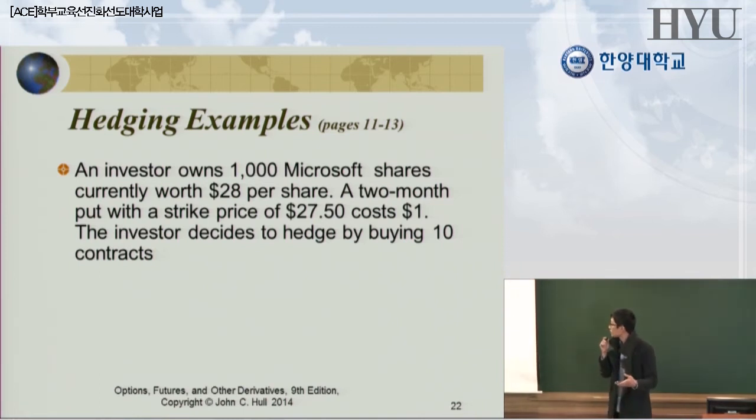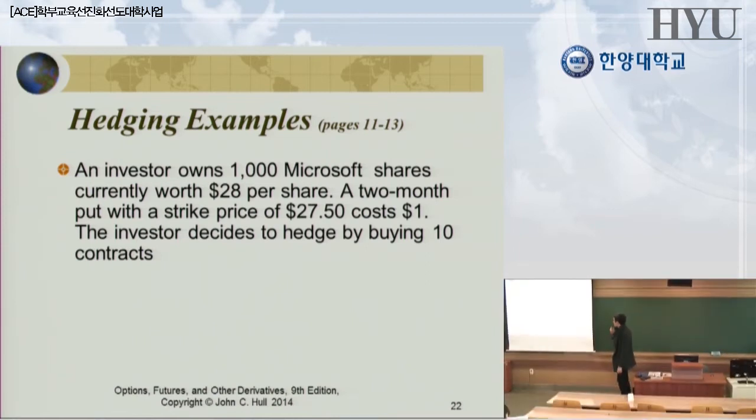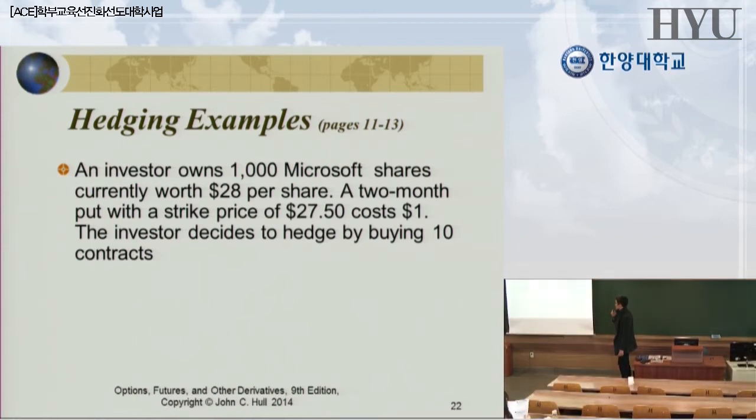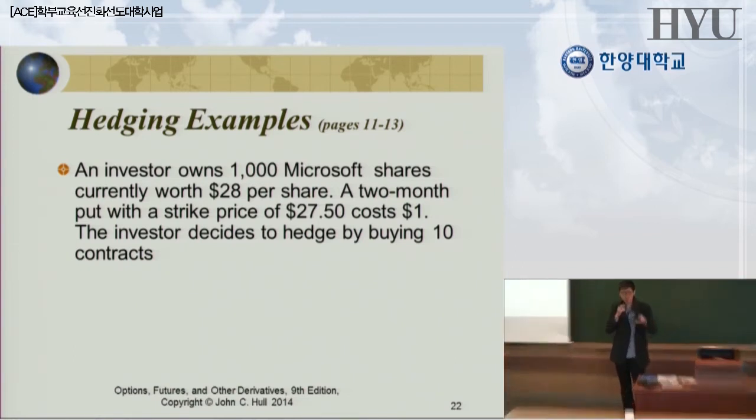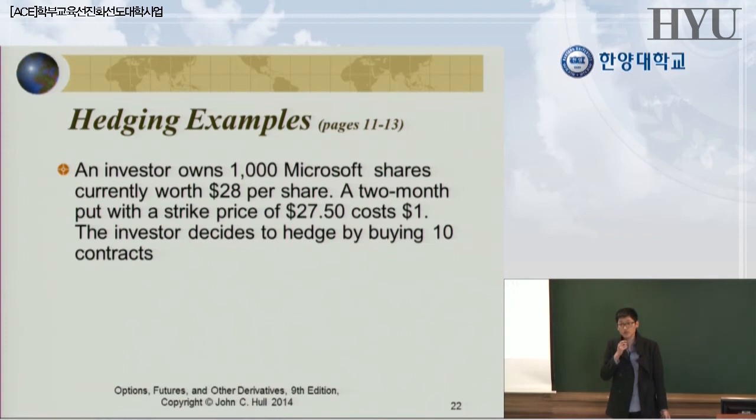Suppose that you have 1,000 Microsoft shares, currently worth $28 per share, and a 2-month put with a strike price of $27.5 costs $1 for now. And then this investor is worrying about price depreciation. Then what should he do? As you've seen before, if you buy a put option, then you can earn a profit when the price depreciates.